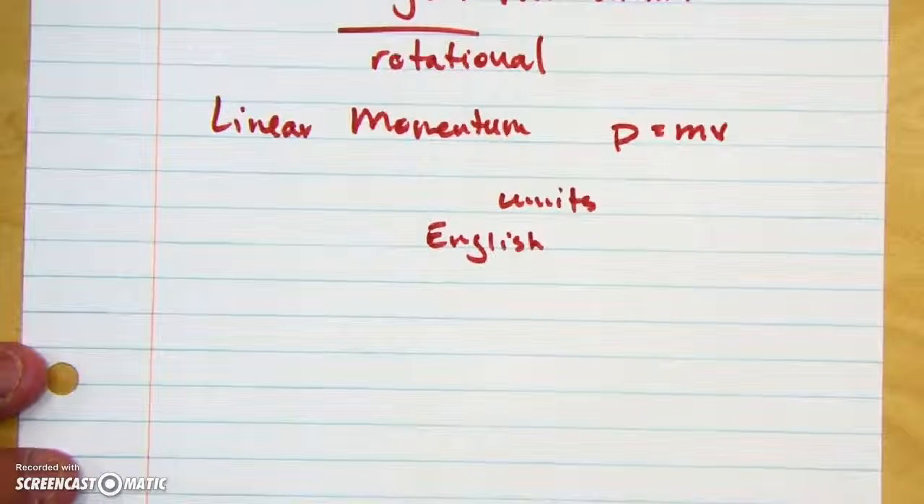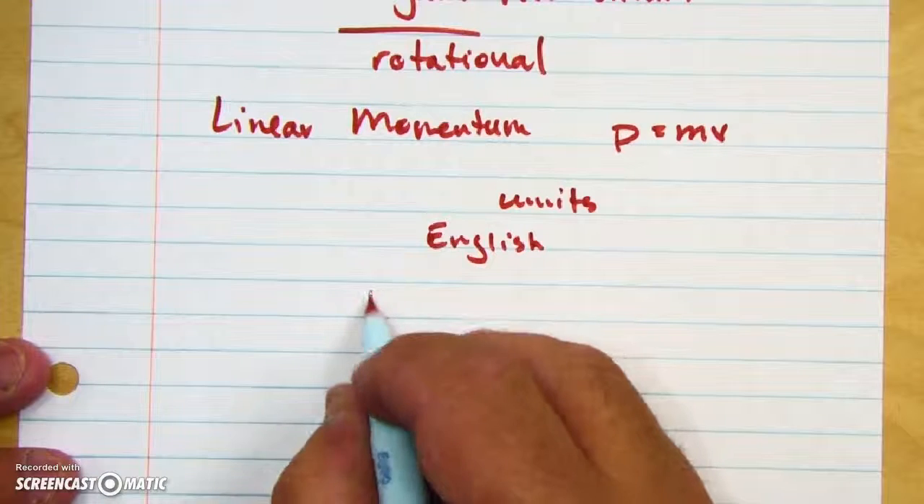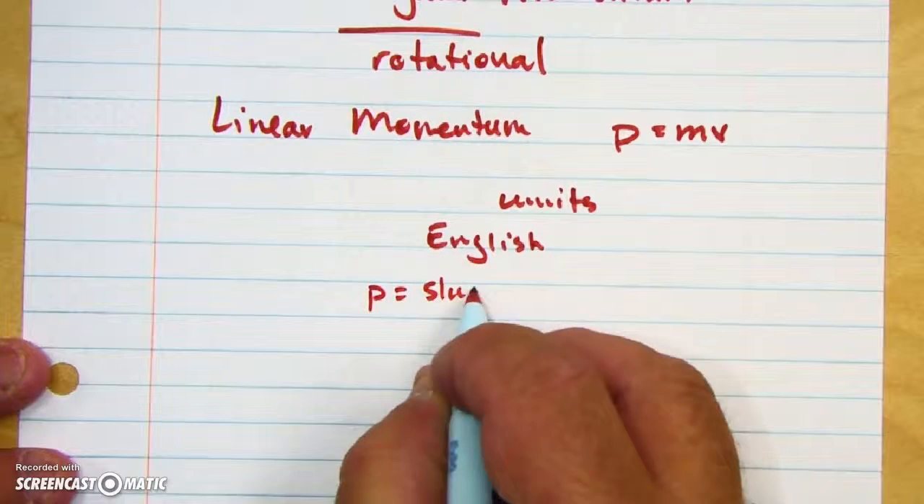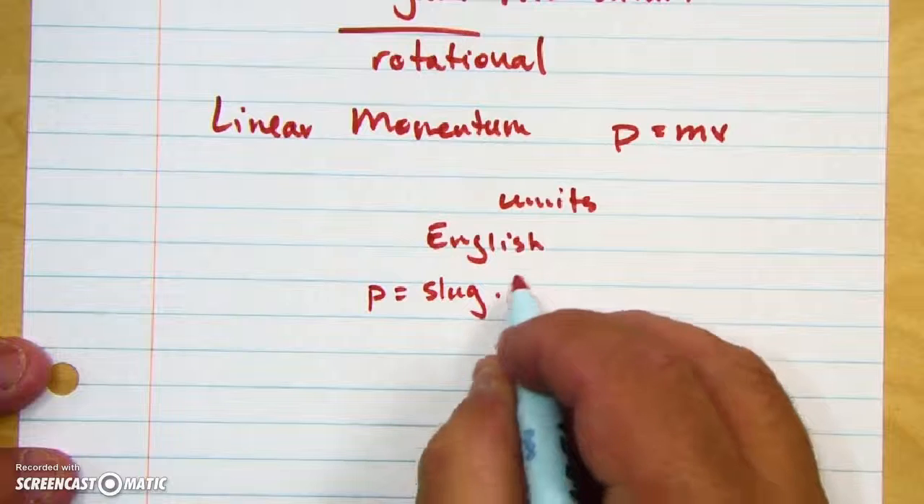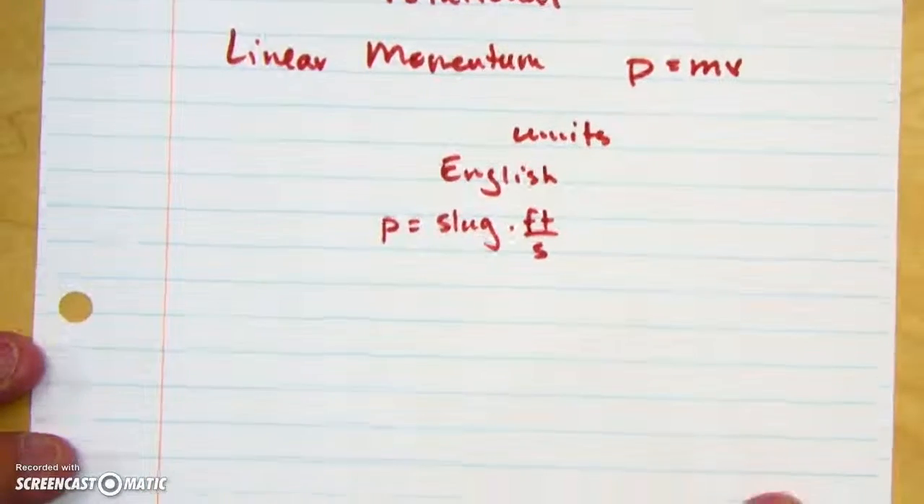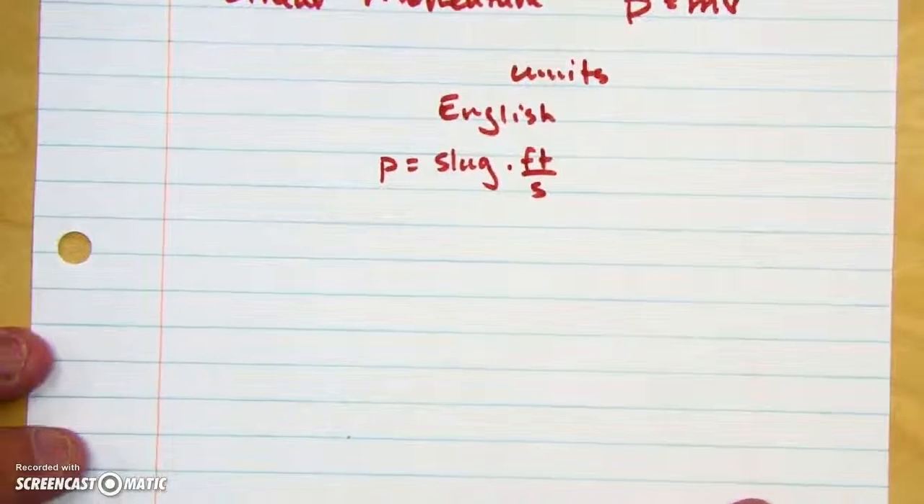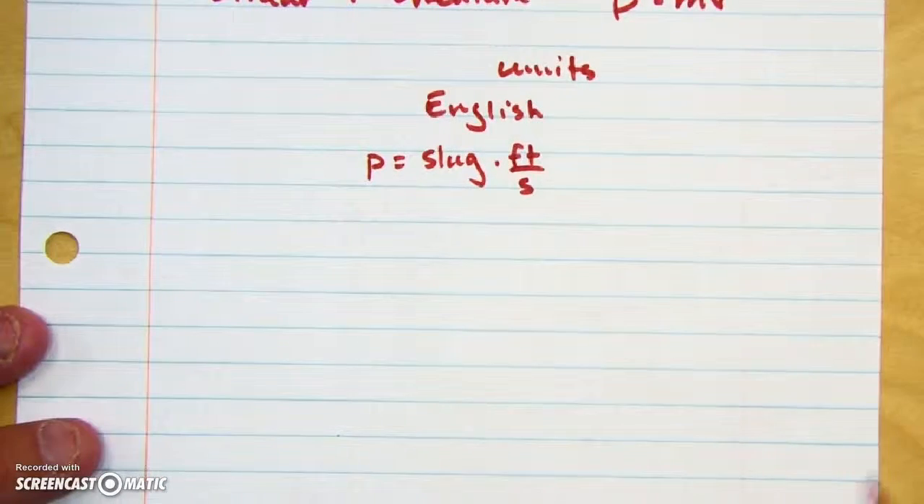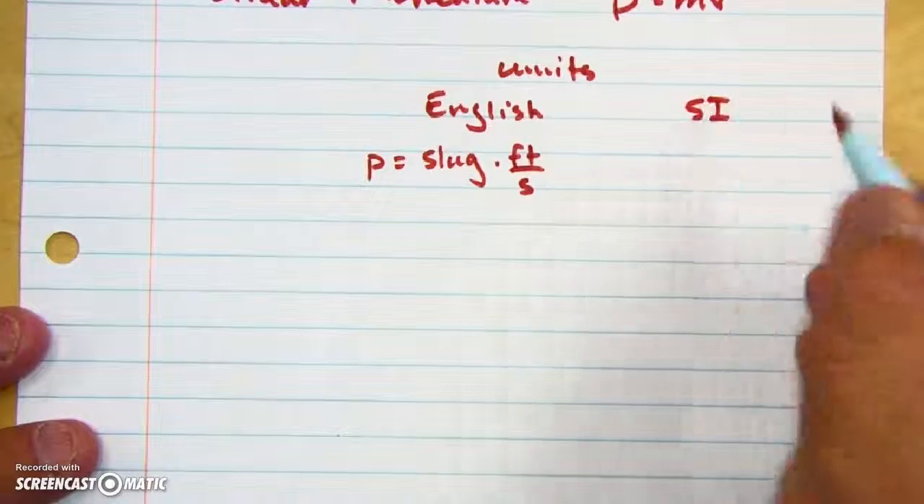The English unit for mass is a slug. So p is equal to slugs, and then of course velocity is going to be feet per second. We'll talk more about slugs in class and what exactly that is. It's an odd thing. To be honest with you, the SI system makes a lot more sense.